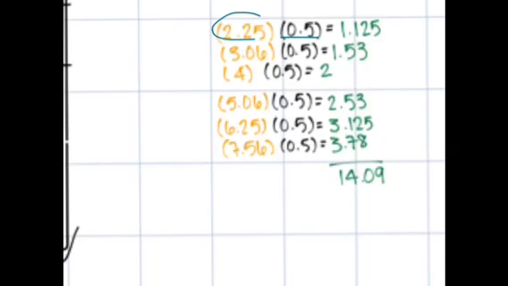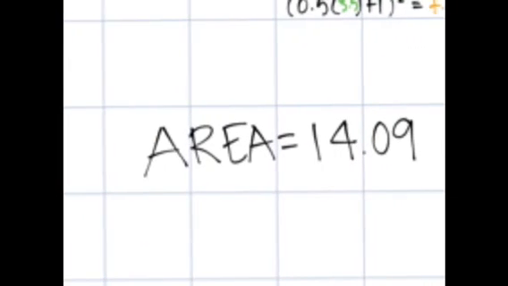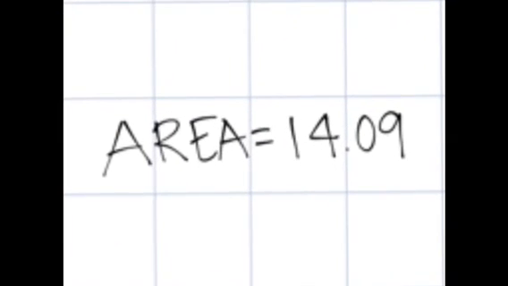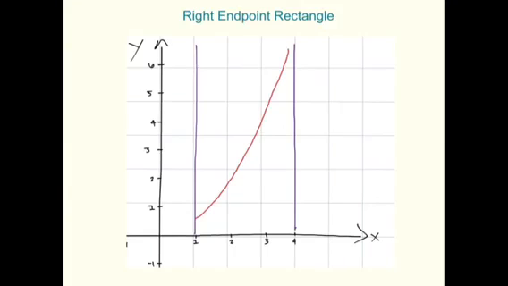Now that I have found the area of each rectangle, I am going to add them together. This total is an underestimate of the true area, but it gives us a pretty good idea of the area under the curve. And that's how you find the area under the curve using a left endpoint rectangle.